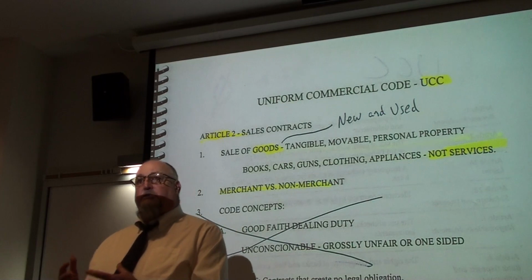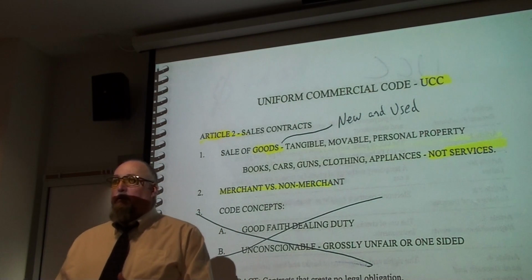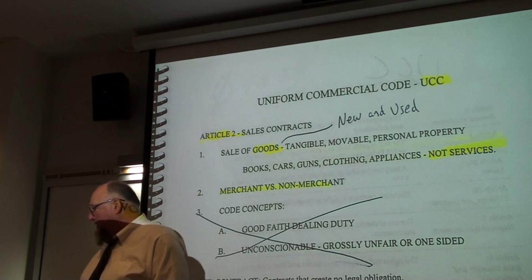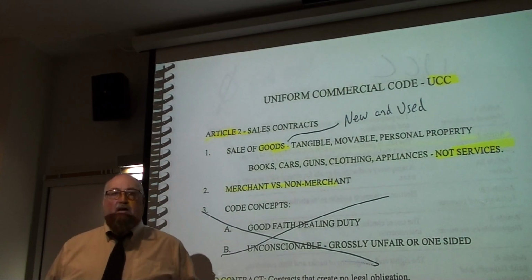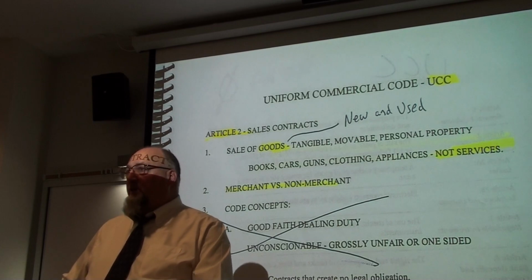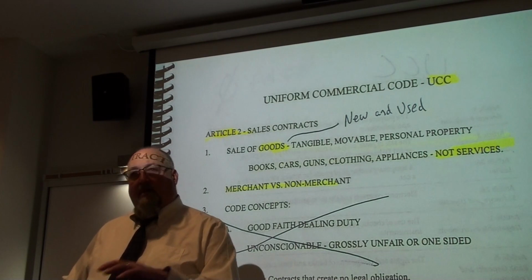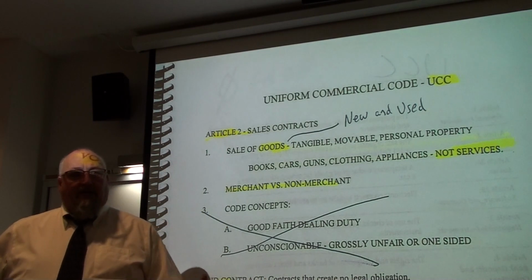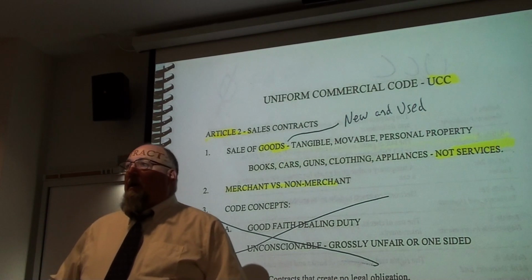And so that intangible asset may be sold. That type of contract would not fall under Article 2, because it's not the sale of a good. So Article 2 covers the sale of goods, tangible physical items, not an intangible. Another type of intangible would be a service.